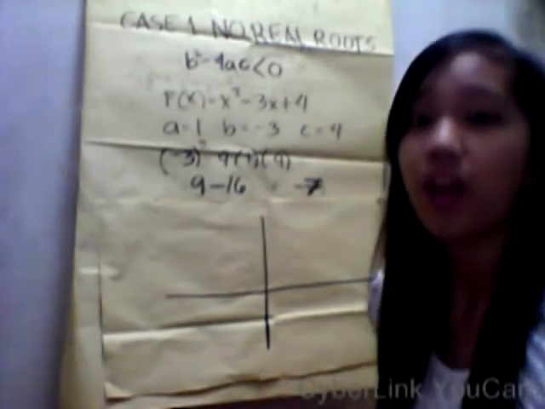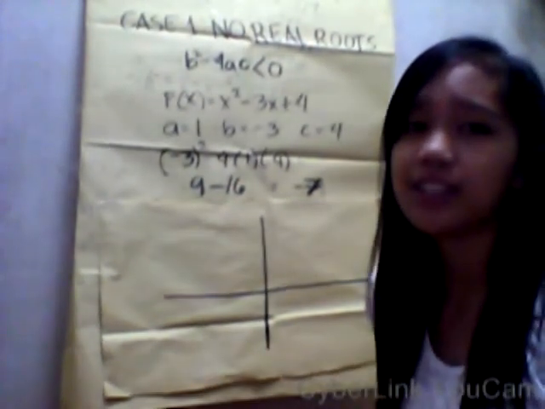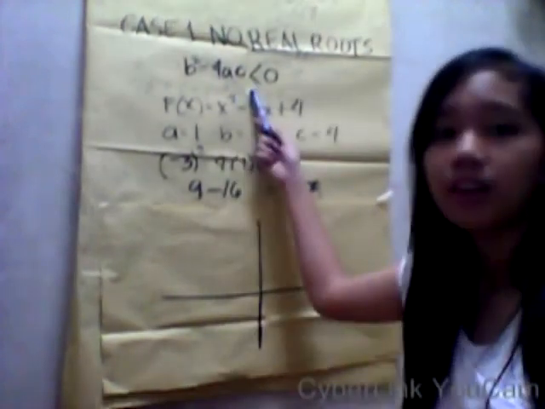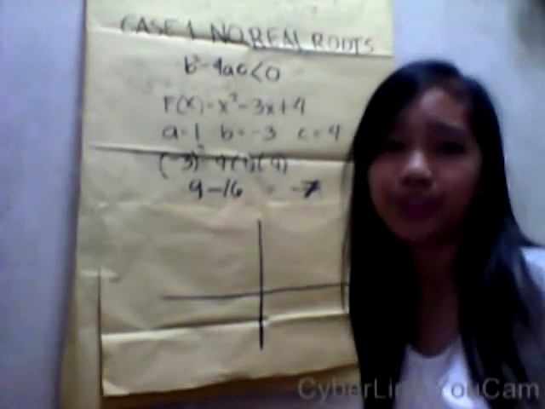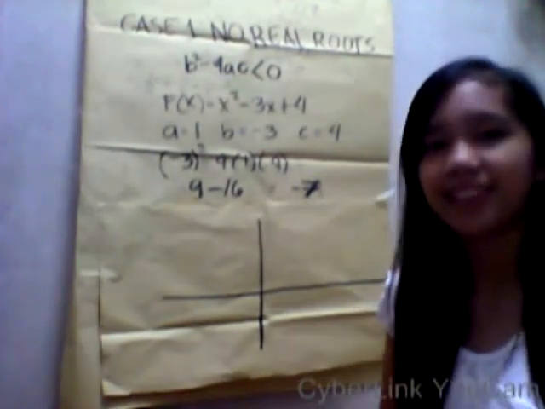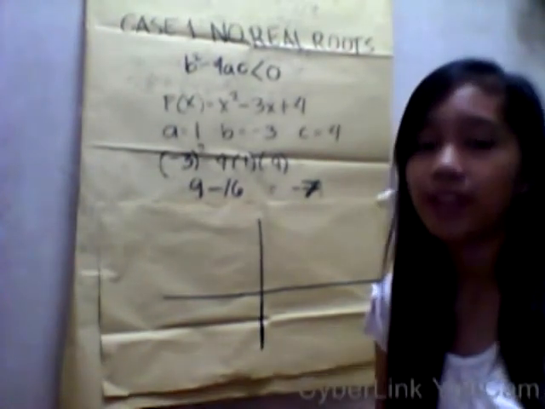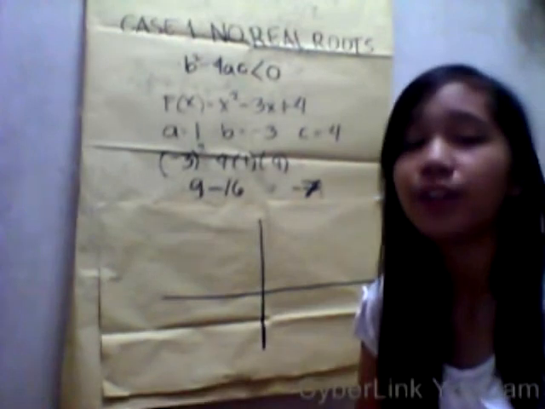Case number 1, no real roots. If the discriminant of a quadratic function is less than 0, that function has no real roots, and the parabola it represents does not intersect the x-axis. Since the quadratic formula requires taking the square root of the discriminant, a negative discriminant creates a problem because the square root of a negative number is not defined over the real line.